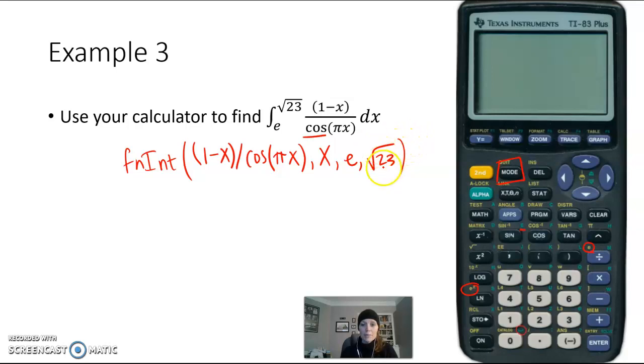I probably could have done without the square root of 23. I should have put the square root over the 1 minus x. Square root is this button here, right? Again, I want to just emphasize that becoming proficient in your calculator functions is going to be important. The AP test is timed, and so you do want to make sure that you know how to use your calculator well.